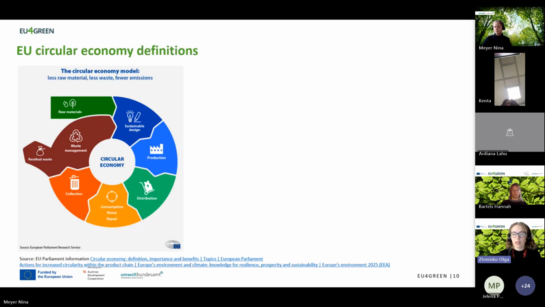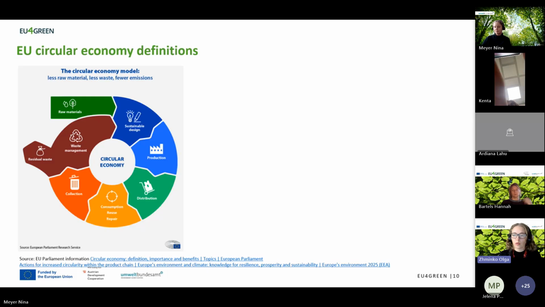However, it's not everything about circular economy, because you see there are many other stages. And interestingly enough, the most impactful stage would be sustainable design. If the transition to circular economy would be done at the phase of sustainable design, 80% of waste would be decreased. So this is one of the definitions.